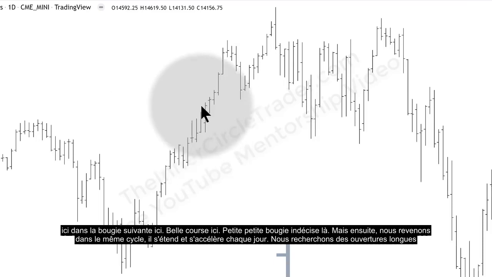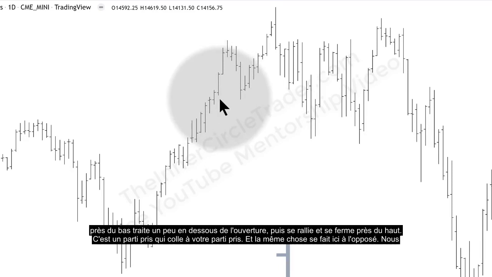Well, we had a nice run here. The next candle here, nice run here. Small little indecisive candle there, but then we go back in the same cycle again. It's expanding and it's accelerating higher. Each day, we're looking for longs. Opening near the low, trades below the opening a little bit, and then rallies and closes near the high. That's bias. That's sticking to your bias.